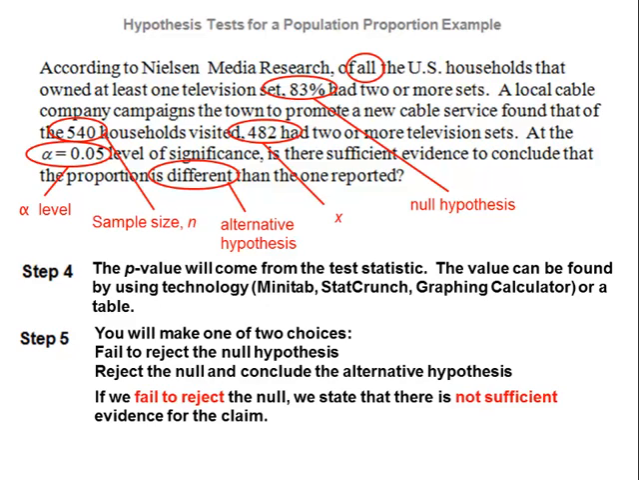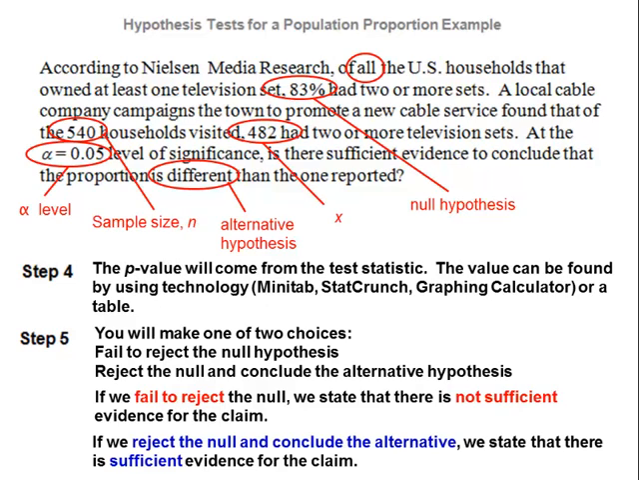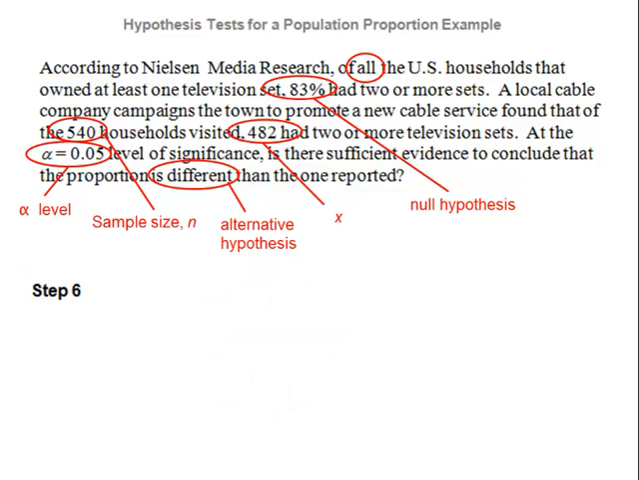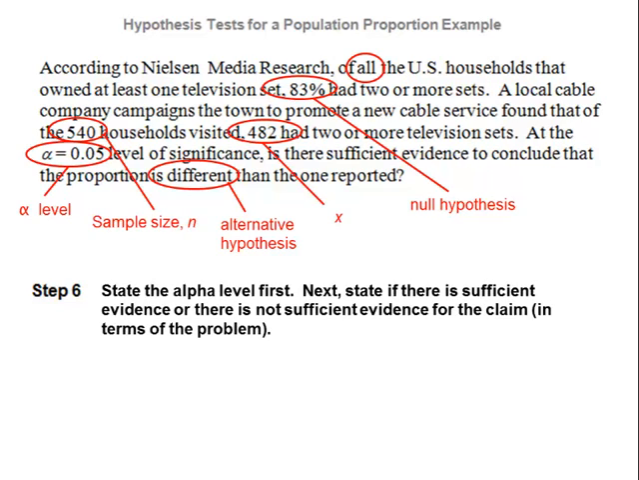If we fail to reject the null, we state there is not sufficient evidence for the claim. If we reject the null and conclude the alternative, we state there is sufficient evidence for the claim. Step number 6, we always state the alpha level first. Then we state if there is sufficient evidence or there is not sufficient evidence for the claim, and we write the claim in terms of the problem. So let's use technology to compute the test statistic and the p-value.